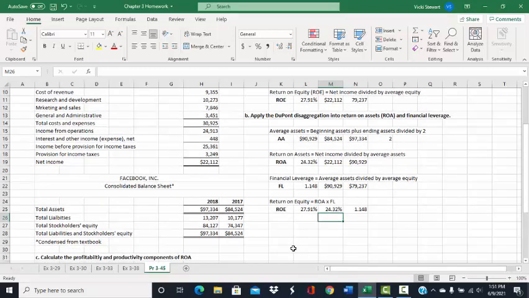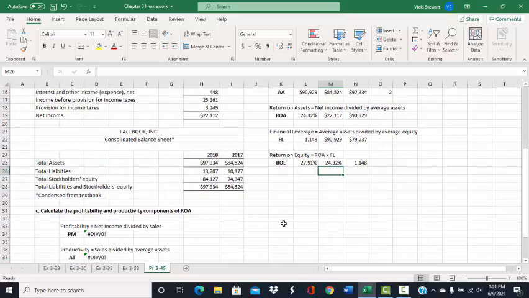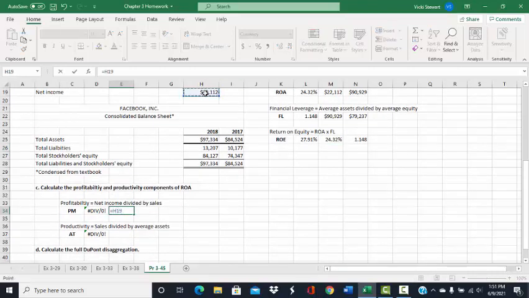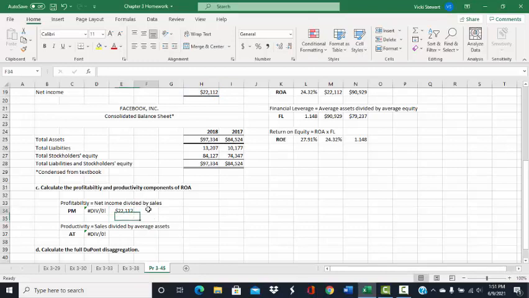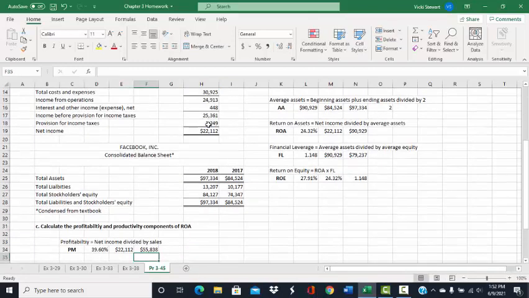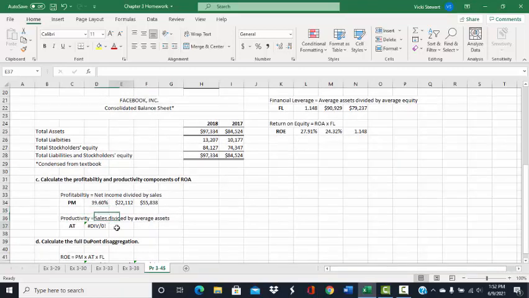So now we're going to disaggregate return on assets into its two components, which is profit margin and asset turnover. So profit margin is equal to net income divided by sales to see how profitable Facebook is. And Facebook is very profitable, 39.6% profit margin.